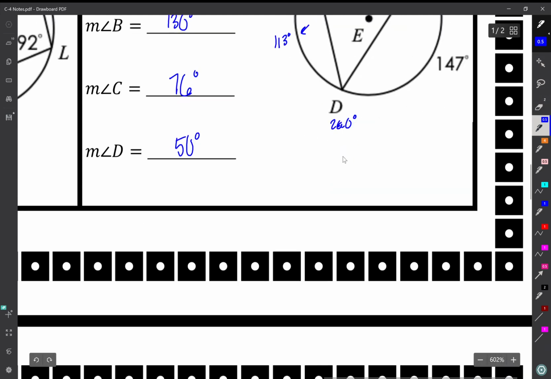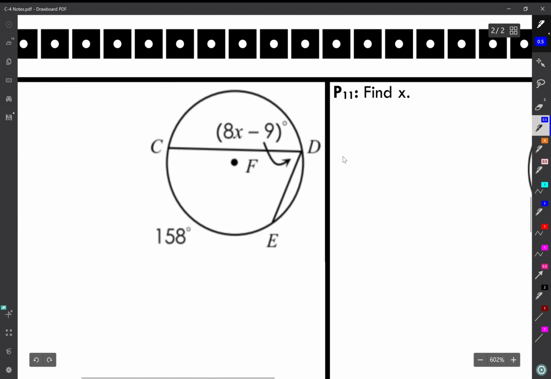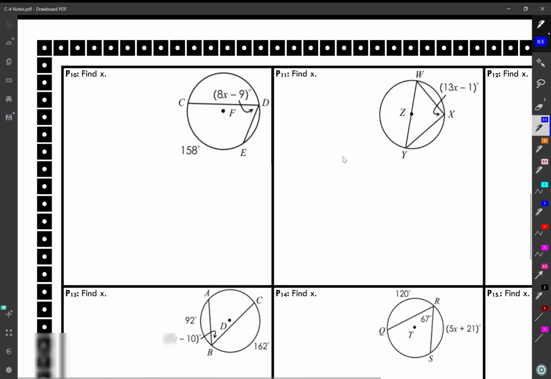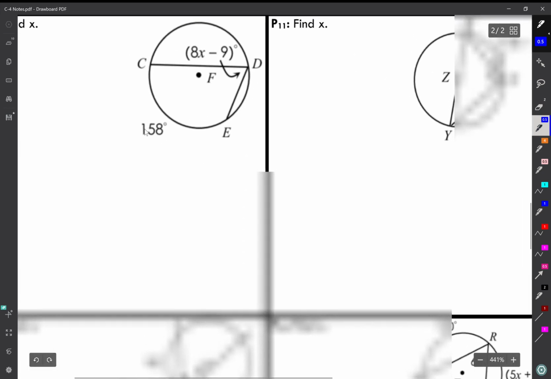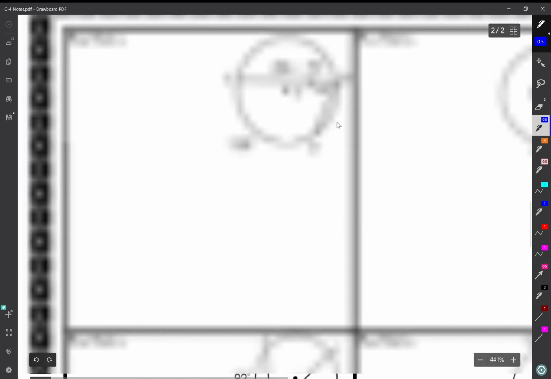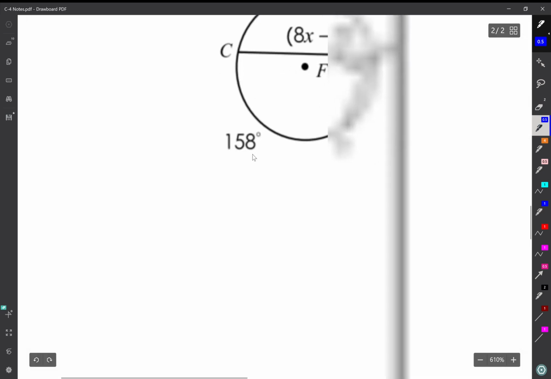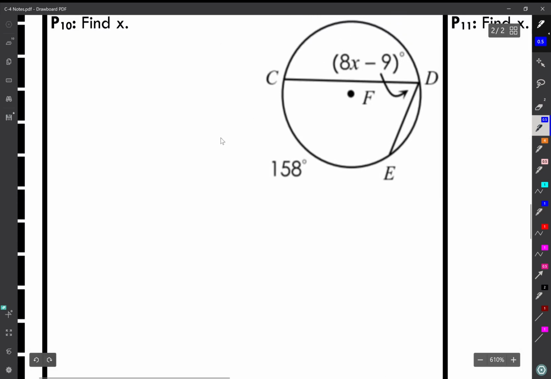All right, that is the first page. Let's go to the back to number 10. We've got a bunch of algebra problems back here, and that's what we're going to be doing for these. So number 10, we have an inscribed angle, obviously, and we're given the arc measure to be 158. Just remember, the inscribed angle measure is half the intercepted arc.